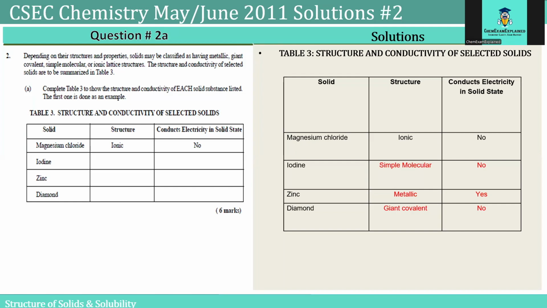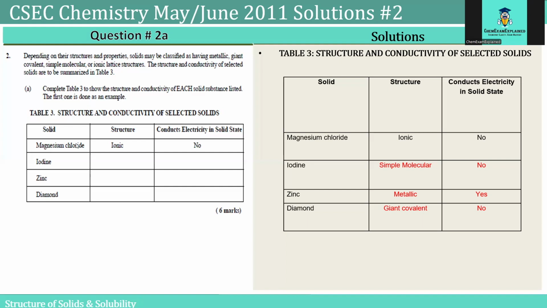In today's video, we will be looking at CSEC Chemistry, May-June 2011, question 2. Let's go. 2A. Depending on their structures and properties, solids may be classified as having metallic, giant covalent, simple molecular, or ionic lattice structures. The structure and conductivity of selected solids are to be summarized in Table 3. Part A. Complete Table 3 to show the structure and conductivity of each solid substance listed. The first one is done as an example.